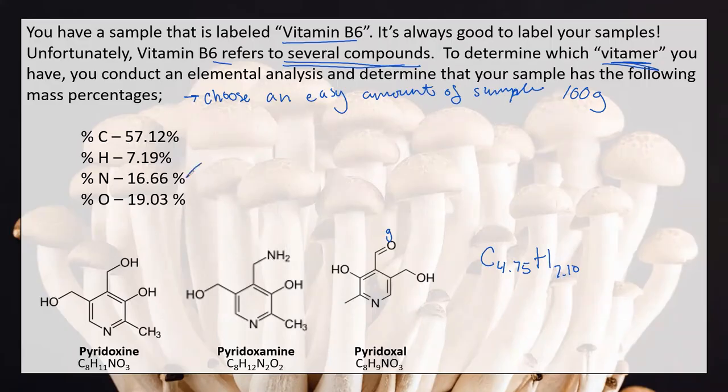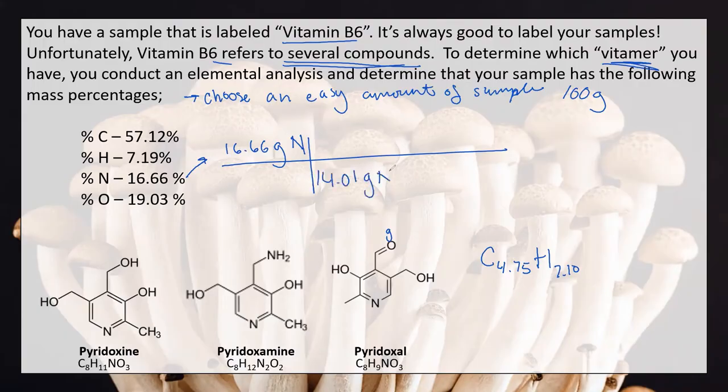for nitrogen. So if I have 100 grams of sample of an unknown and 16.66% of it is nitrogen, I know that I have 16.66 grams of nitrogen in my theoretical 100 gram sample mass. 14.01 grams of nitrogen to 1 mole. You're going to want to have a periodic table here with you for obvious reasons. That's 1.19. Then we can do oxygen last.